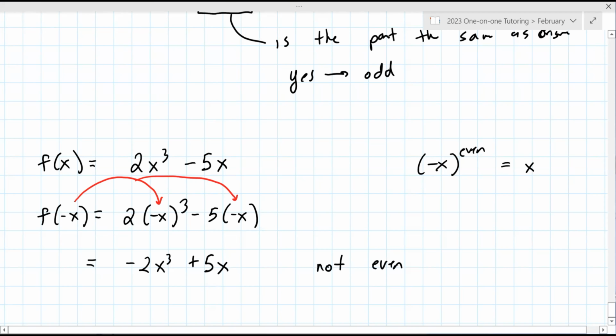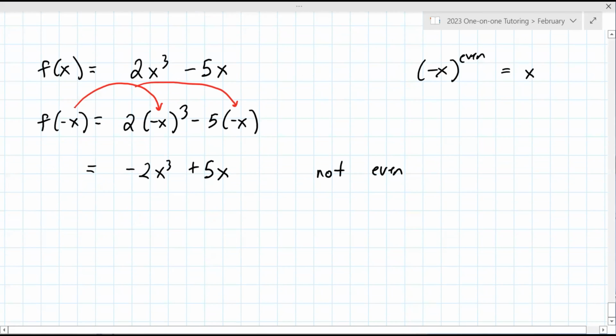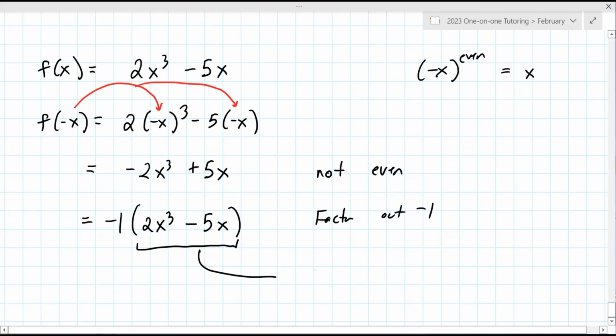So then it can't be even, because that's not the same. It's easier if you factor out the -1, so it'd be -2x cubed minus 5x. Is this the same as the original? Yes, this is a better example of it being odd.